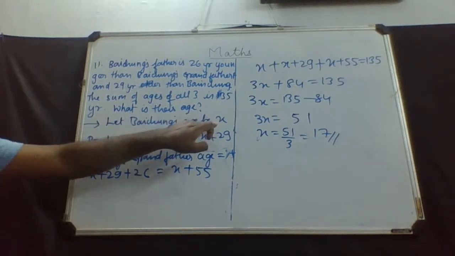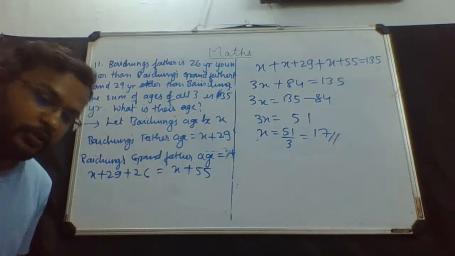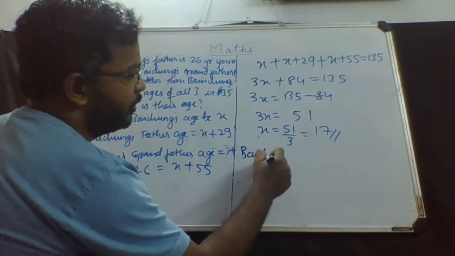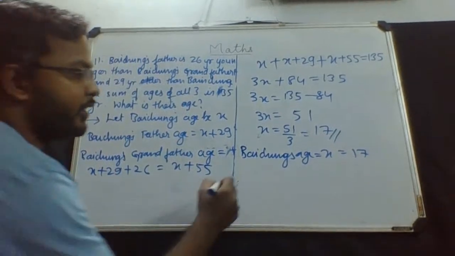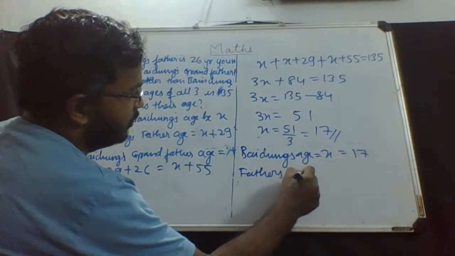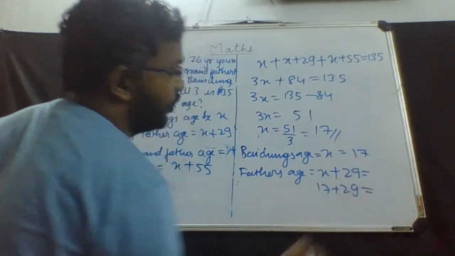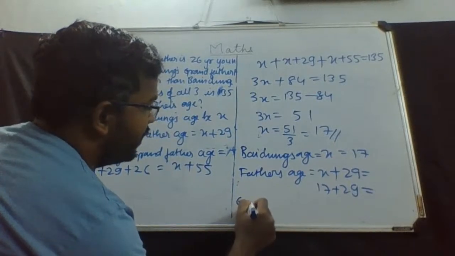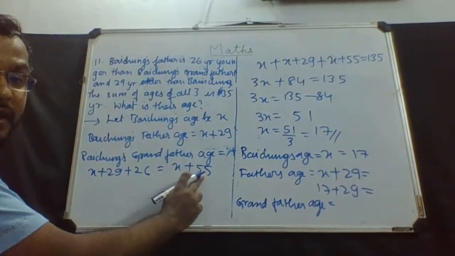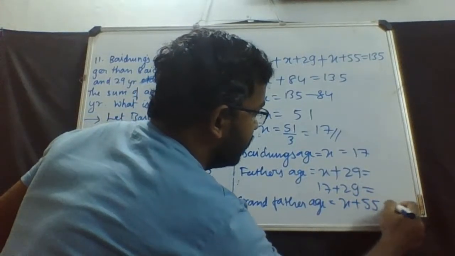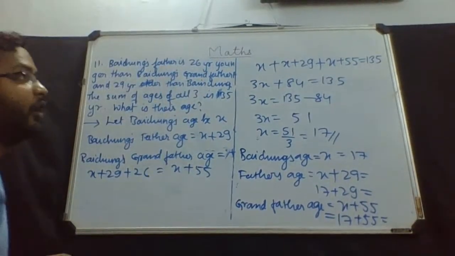Now, what is x? It is Baichung's age. So x is equal to Baichung's age, which we got as 17. So Baichung's age is 17. His father's age will be x plus 29, so you'll get 17 plus 29. You are going to get the father's age. And in the same way, the grandfather's age is x plus 55, so 17 plus 55. You are going to get the grandfather's age. Just add it and you'll get the values.